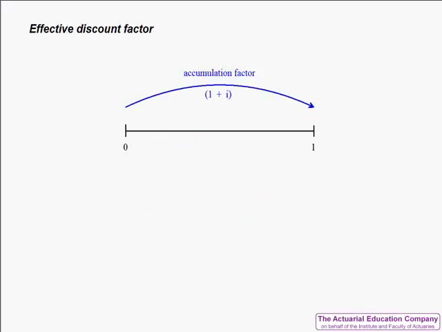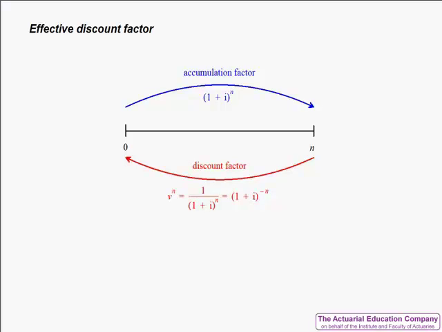Okay, let's introduce some notation for the effective discount factor. For an effective interest rate, where we have an accumulation factor of 1 plus i over 1 year, we define the discount factor for 1 year as v, which is obviously 1 over 1 plus i, or if you prefer, 1 plus i to the minus 1. So for n years, where we have an accumulation factor of 1 plus i to the n, if we were discounting over n years, we would multiply by our discount factor, v to the n, or 1 over 1 plus i to the n, or if you prefer, 1 plus i to the minus n.